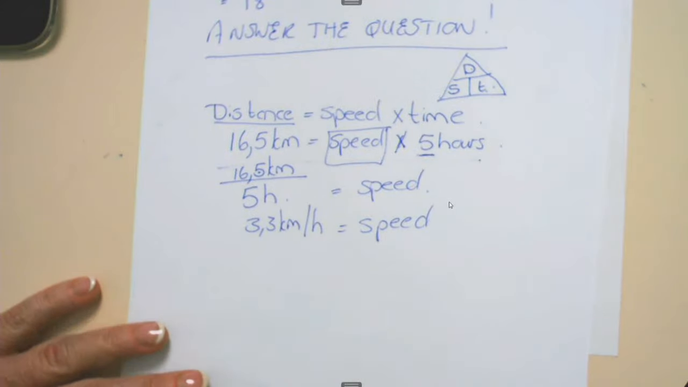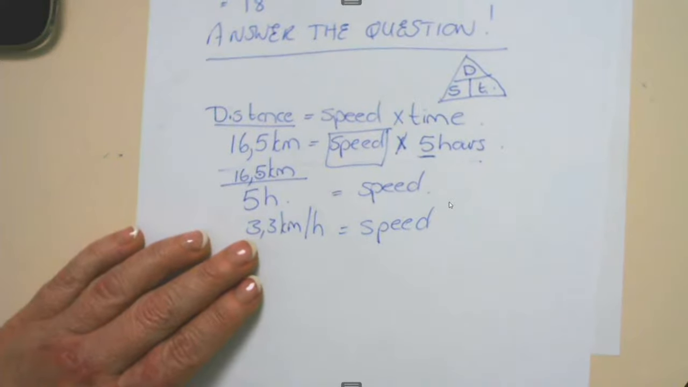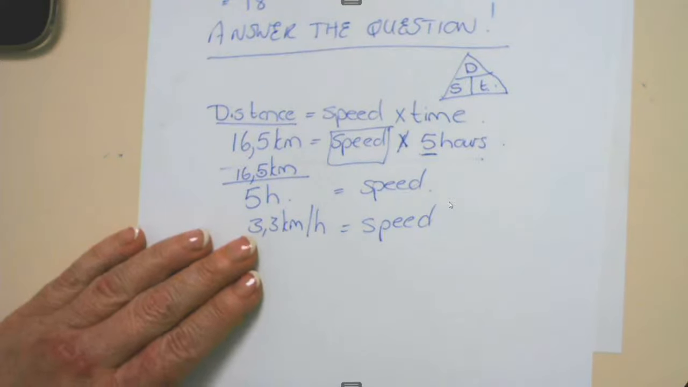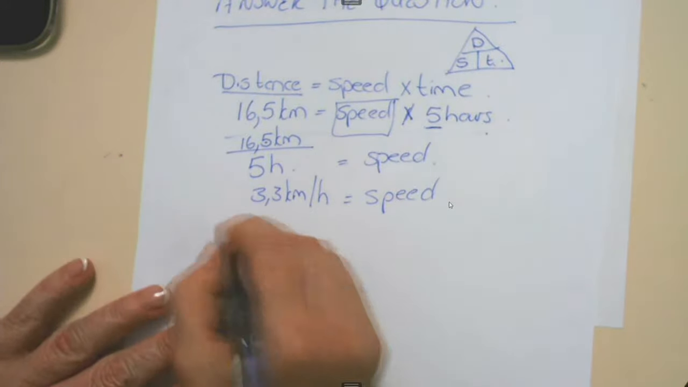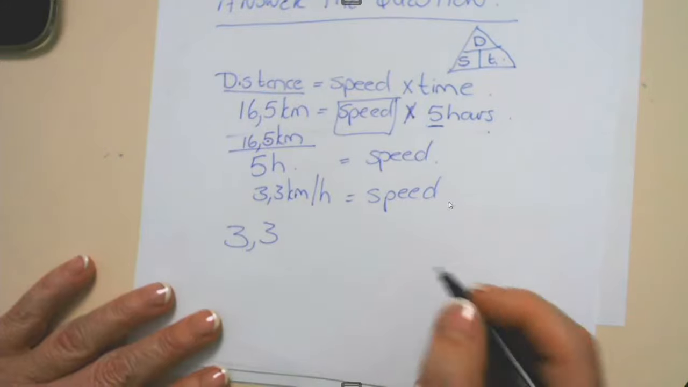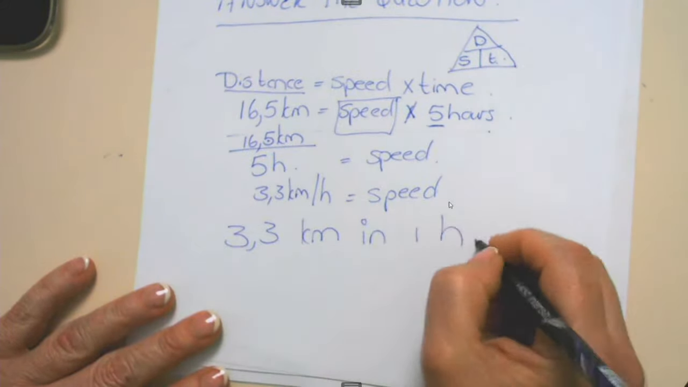And grade 12, if you get here a speed of 3,000 kilometers per hour, you must think that something is wrong, because there's no way that a person can run so fast. A human being can only do so much. So this means this person can cover 3.3 kilometers in 1 hour.